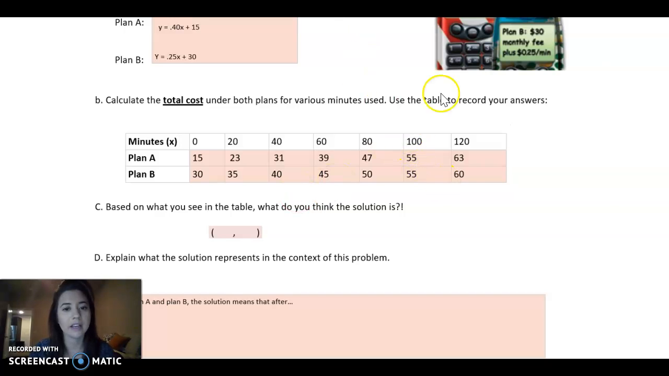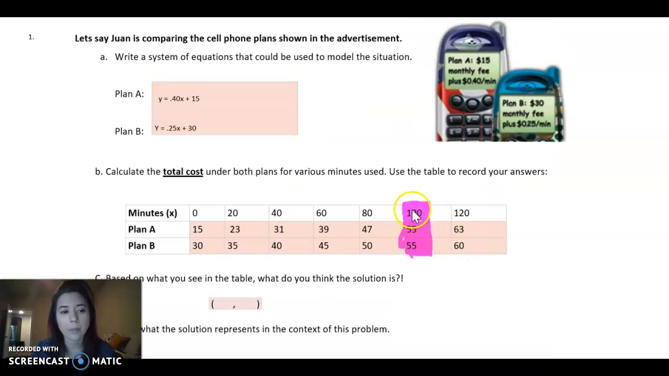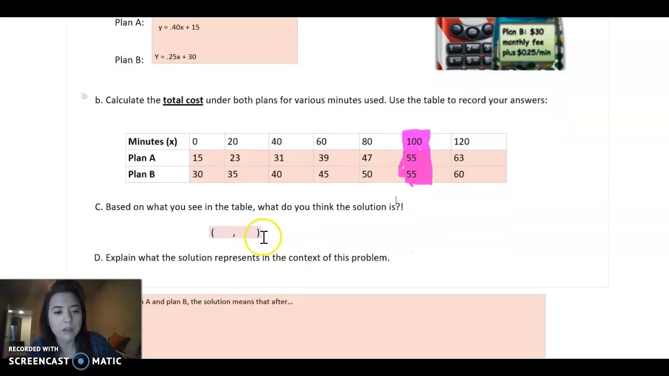Hopefully you would say, and you notice this one right here. Notice how both of their y values are exactly the same. And that is going to be the solution for this problem. If you were to plug in 100 for x, both of these put out a 55. This point makes both of them have a true statement. So we're going to say the point 100 minutes, and then the y value is 55.